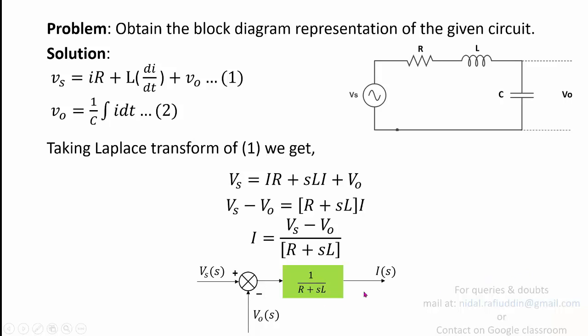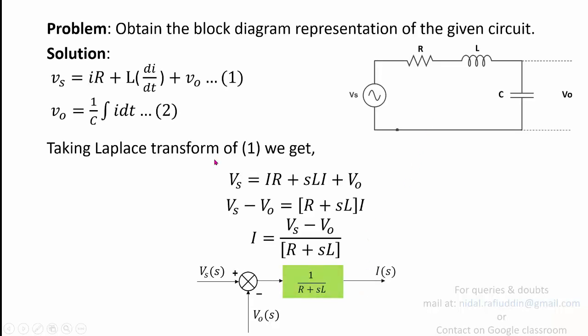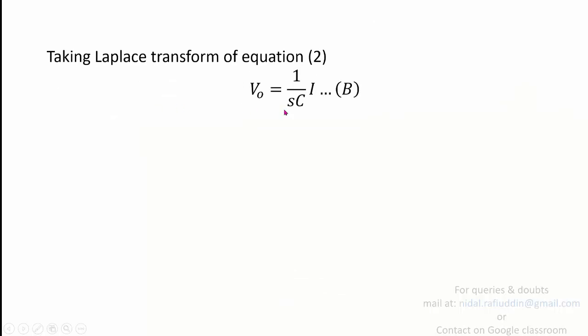Now, if you apply one more relation, if you see equation 2 and apply Laplace transform to it, you get a relation V naught equal to 1 upon SC multiplied by I. So this gives you the second block representation, which is nothing but I fed to the block 1 upon SC, which provides you the output V naught.